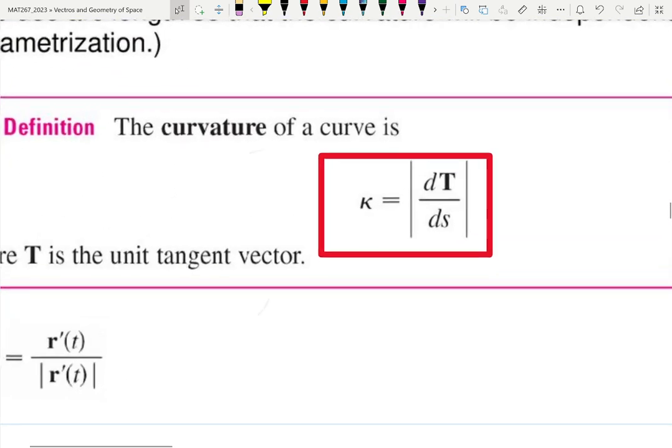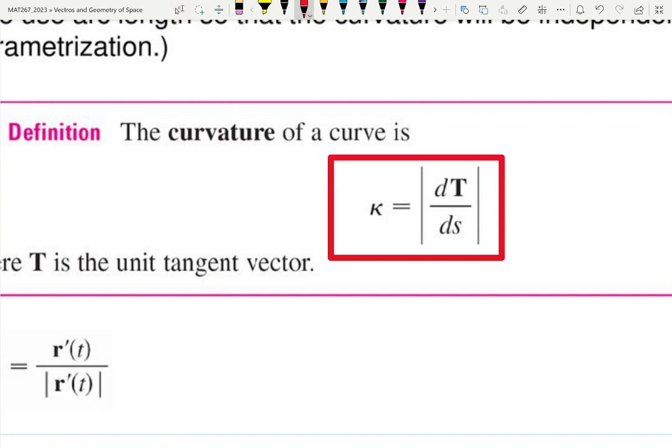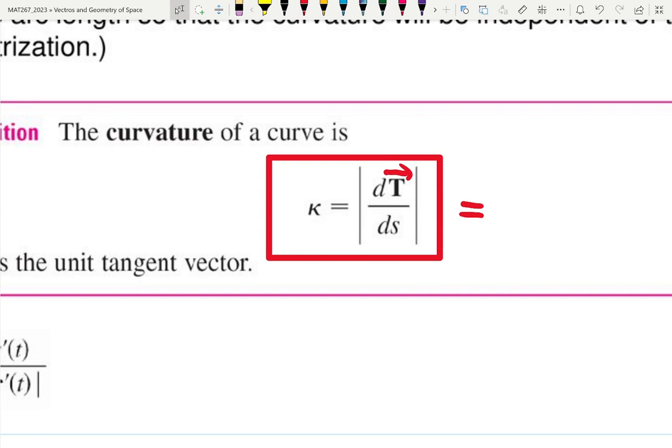Here it is. So write down K equals dT, T is the unit tangent, over ds. S is the arc length. And then we take the absolute value of that, which is a magnitude. We're going to rewrite this so you will have easier ways to find it. In general, you can also find it in this way. We're using chain rule and everything, so the formula becomes easier.